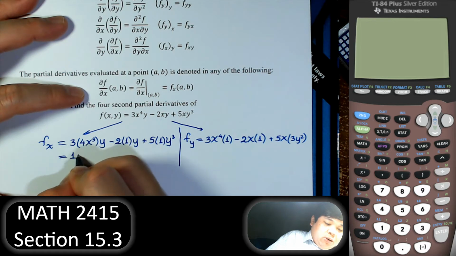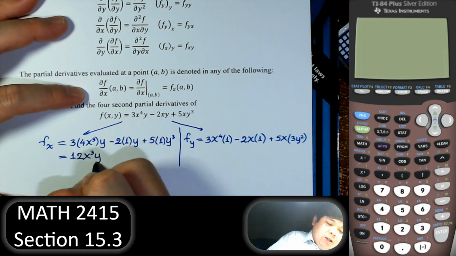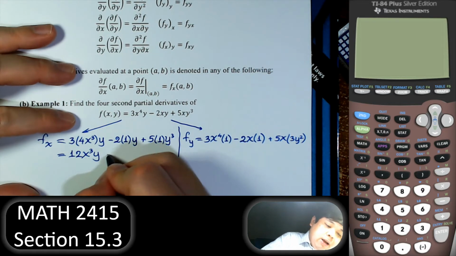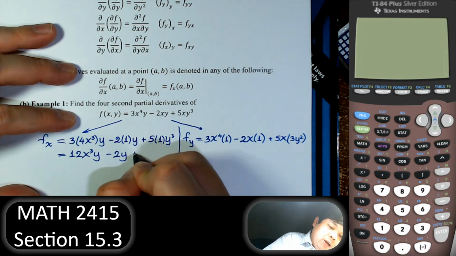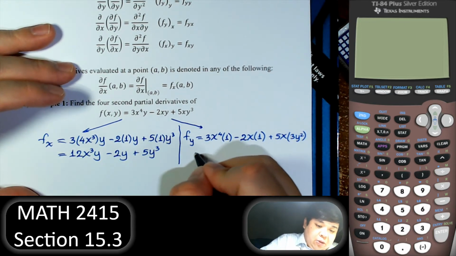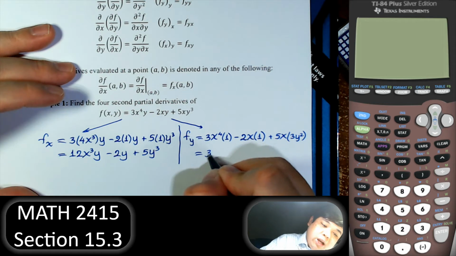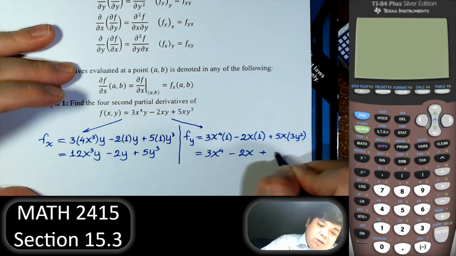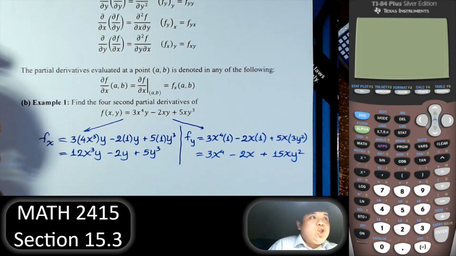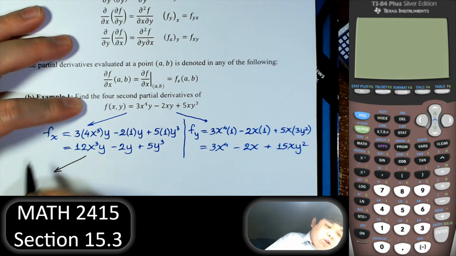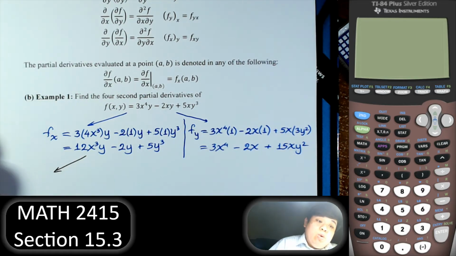That gives us 12x cubed y minus 2y plus 5y cubed. And the derivative with respect to y is 3x to the fourth minus 2x plus 15xy squared. Right, so that's good. Now go to the second derivative. We're going to take the derivative with respect to x already. Now we're going to take the derivative with respect to y.